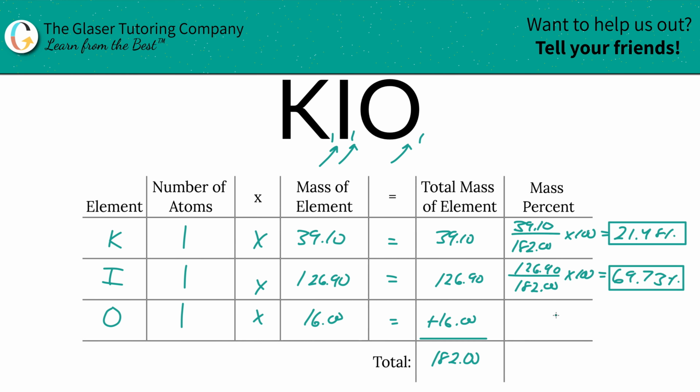And then last but not least, we're going to do it for oxygen. So that's going to be 16, right? Divided by then 182.00, multiply that by 100. And the percentage here is going to work out to be about 8.79 or so percent. Now what should happen is that these percentages should add up to 100. And that's what I would like for you to get on your next test.